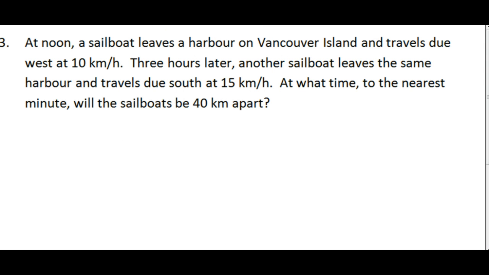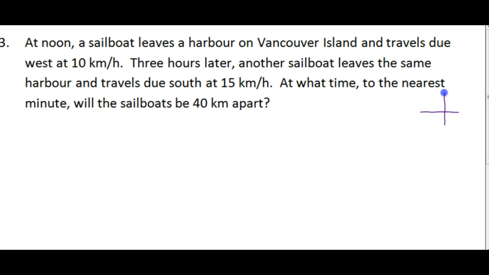Okay, number 3. At noon, a sailboat leaves a harbor on Vancouver Island and travels due west at 10 kilometers per hour. 3 hours later, another sailboat leaves the same harbor and travels due south at 15 kilometers an hour. At what time to the nearest minute will the sailboats be 40 kilometers apart?